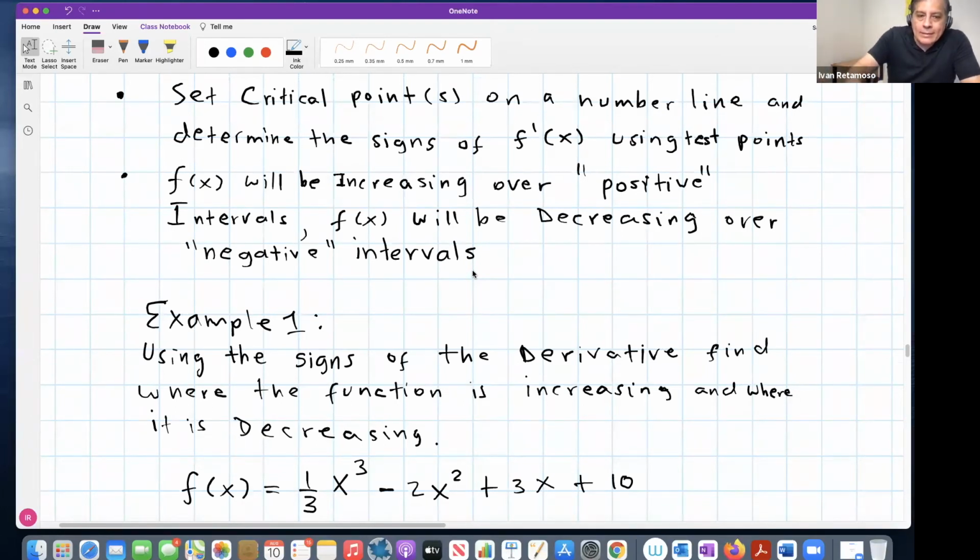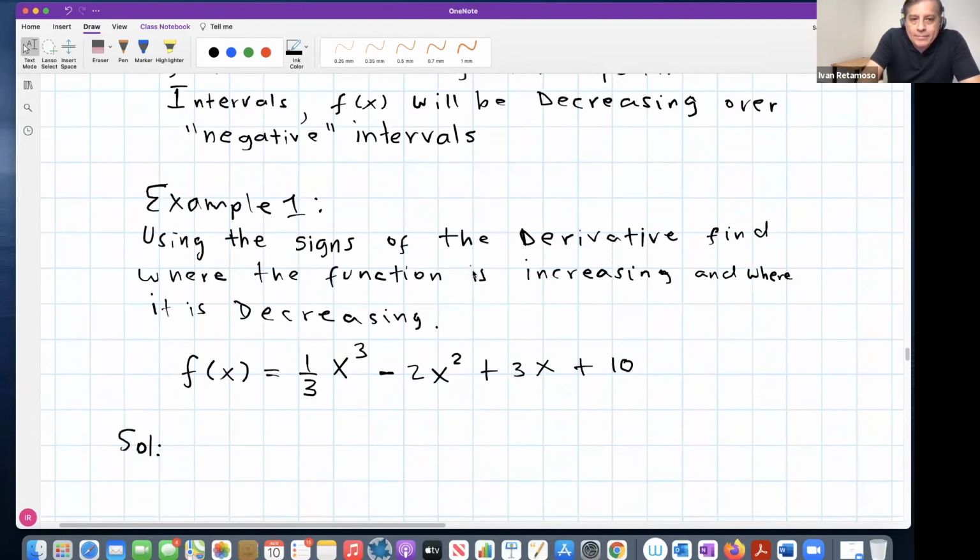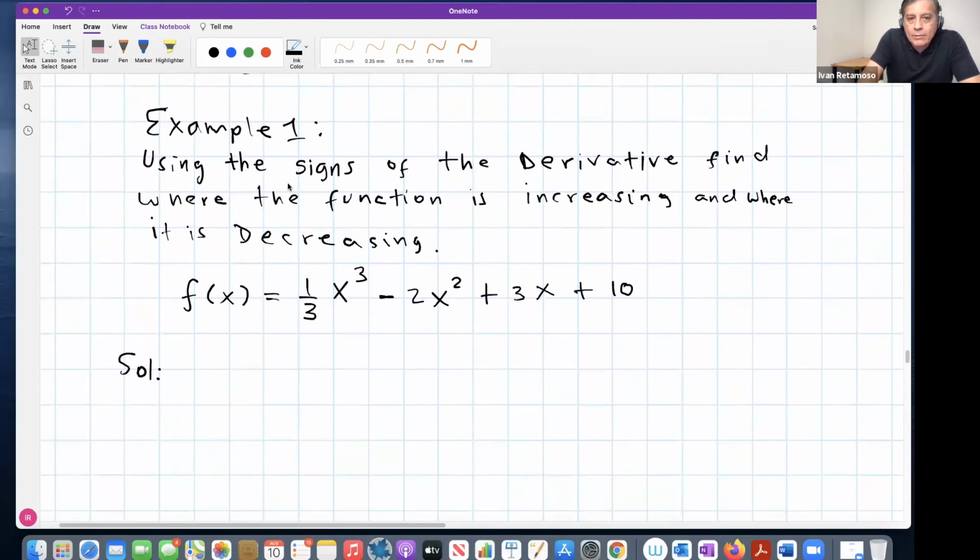All right, so let's start with this example one, which says using the signs of the derivative, find where the function is increasing and where it is decreasing, right? Using intervals. Yeah, probably here between parentheses, using intervals.